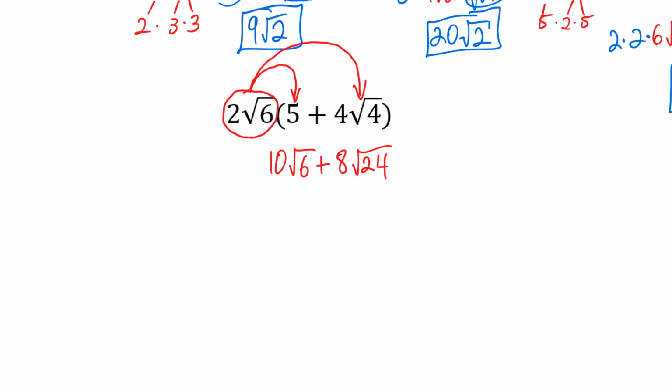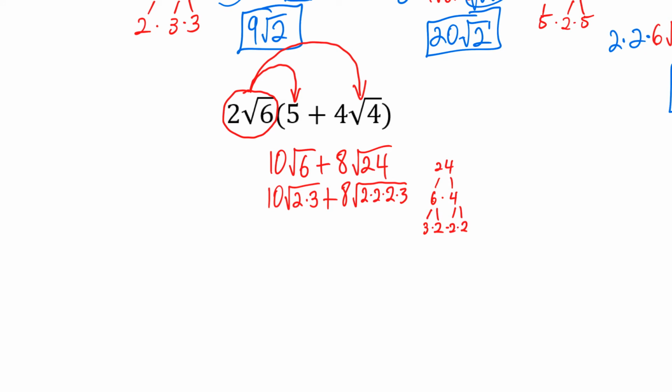Now from here, I'm going to simplify. Okay, and 6, it's just 2 times 3. That 24 over here, I'll go ahead and write it here. So it's 6 times 4. So 3 times 2 and 2 times 2. So 2, 2, 2, 3.